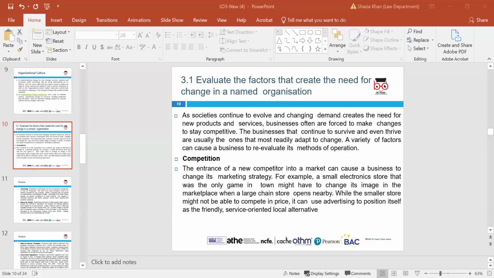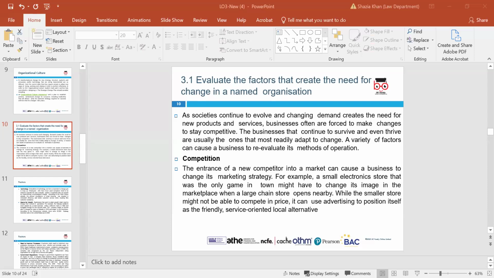There is a need for change because it's important for any organization in regards to growth. Change can be exciting for some organizations to reevaluate their processes. Some organizations don't like change, but for most it's really important that change is put into place. They recognize the need for change by monitoring various indicators: poor customer service, poor employee engagement, poor productivity. As we say, businesses that continue to survive and even thrive are usually the ones who easily adapt to change. A variety of factors can cause a business to reevaluate.